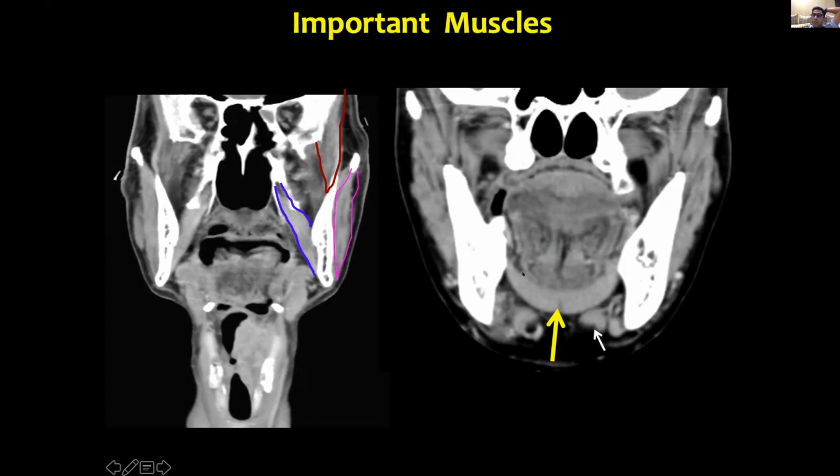Then you have the other important muscles, which is the mylohyoid sling. That is the inverted U-shaped muscle, the sling, which forms a barrier between the floor of the mouth.